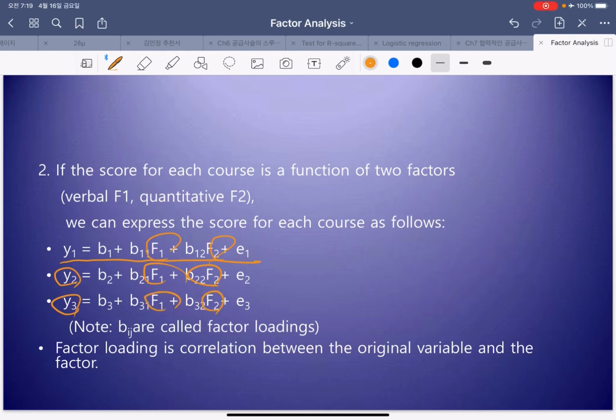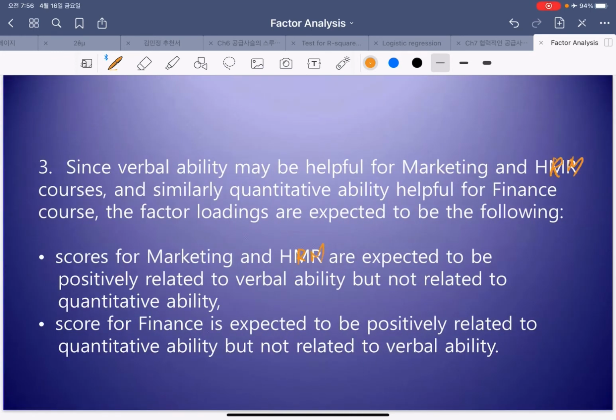Okay. In this case, these coefficients, these ones are called factor loadings, right? If you look at these equations, factor loadings actually are the coefficients which represent the relationship between the factor and the original variable, right? Now try to understand the factor loadings, I mean the coefficients.